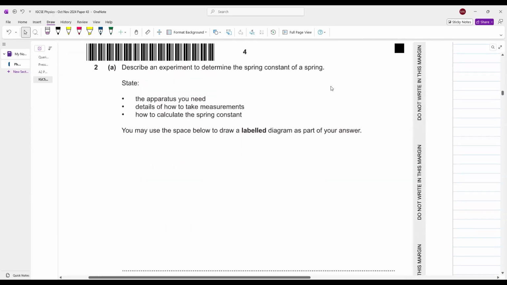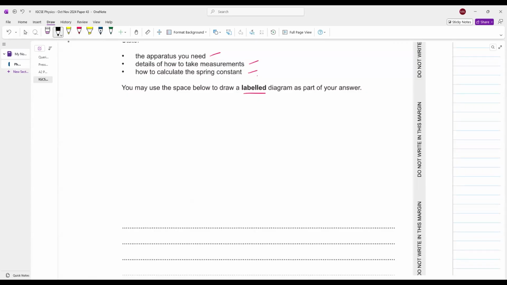Let's further move ahead. Describe an experiment to determine the spring constant of a spring. So you have to somehow determine the spring constant k of a spring. State the apparatus that you will need, details of how to take the measurements, and how to calculate the spring constant. You may draw a labelled diagram. So let's start with it.